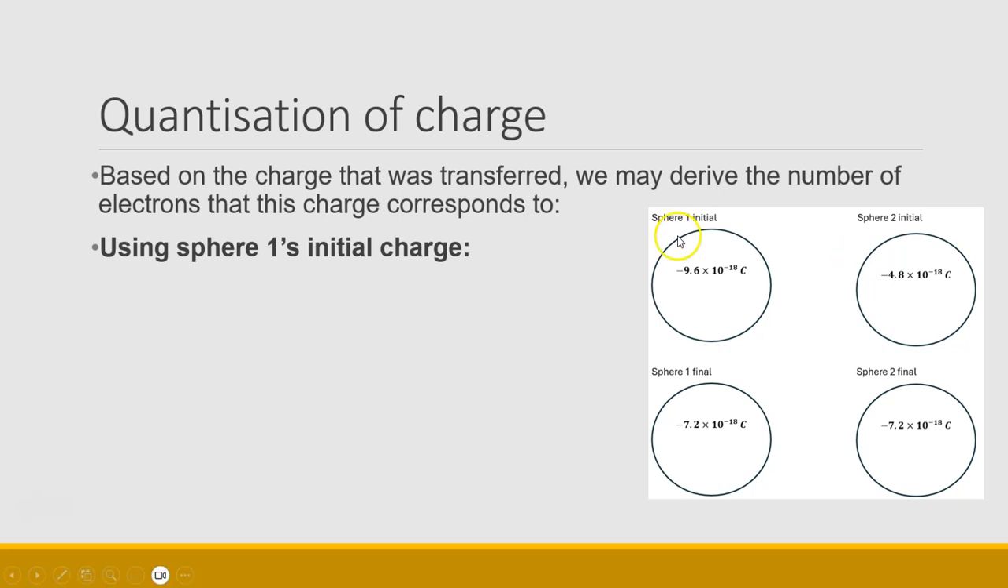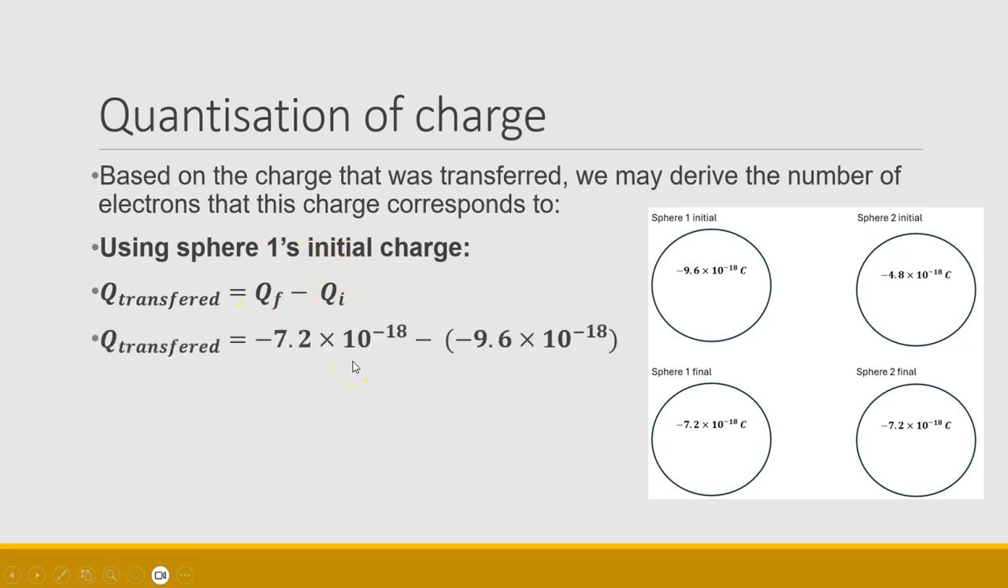If we're going to use sphere 1's initial and final charge, the charge that was transferred is the final charge minus the initial charge. So it is this value over here minus this value over here. Now, don't forget that you're subtracting a minus, and a minus and a minus makes a plus. And so the charge that was transferred is 2.4 times 10 to the minus 18 coulombs.